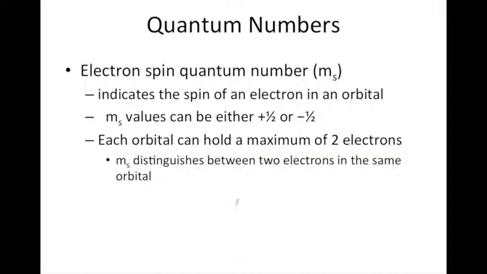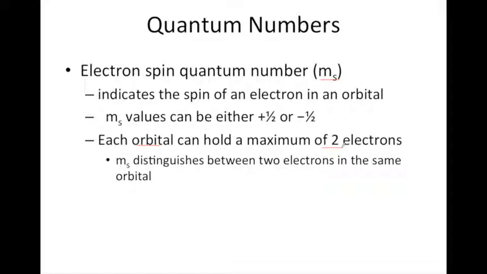And finally, the last quantum number is the magnetic spin quantum number, m sub s. This indicates the spin of an electron, whether it spins clockwise or counterclockwise. So each orbital can hold a maximum of 2 electrons. So you may have 2 electrons in the same orbital.